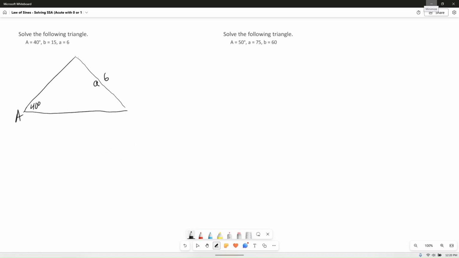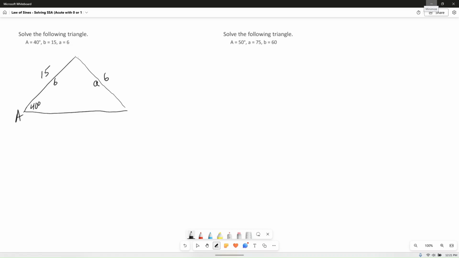So just to make this match, I could easily put the 15 on the bottom. It doesn't really matter where it goes. But just to try and make this example fit the illustrations we looked at before, I'm going to put B next to, it has to be next to angle A, but I'm going to put it on the top left side. So angle A in the bottom left corner is 40 degrees. Side A opposite that is 6, and side B on the top left is 15.